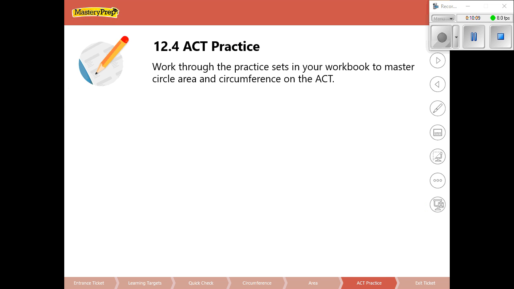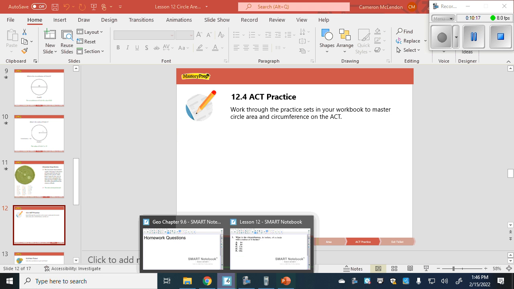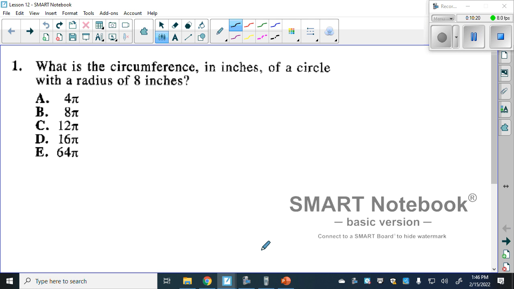But that's actually it for these here. Discard. So, lesson 12. What we're going to do next is we're going to look at some of the examples, and then you will have the exit ticket, and we are done for today. We can go on and start off with number 1. And with problem number 1, what is the circumference in inches of a circle with a radius of 8 inches?